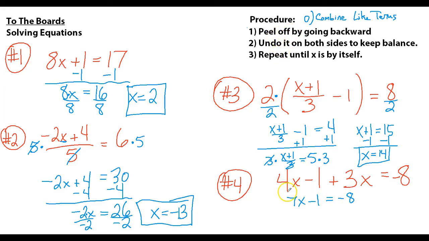Now let's peel off the first thing. The first thing we've got to peel off is this minus 1. Opposite of minus 1 is plus 1. We'll do that to both sides. We're left with 7x equals negative 7. We've got to get x by itself, so we're going to peel off this times by 7. We'll do that by dividing both sides by 7. And so our final answer is x equals negative 1.